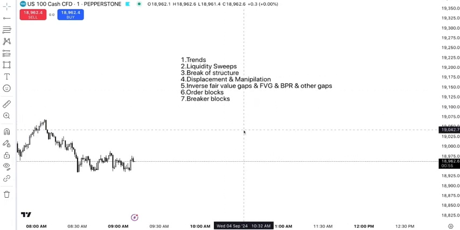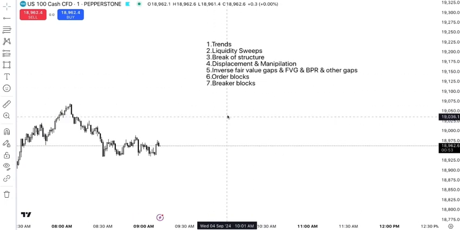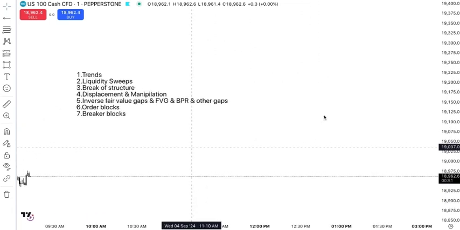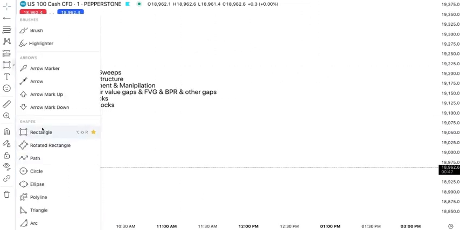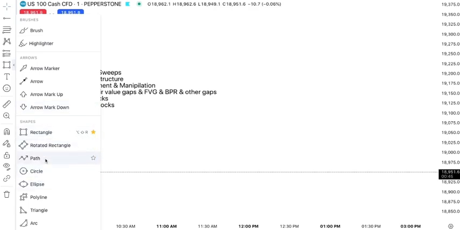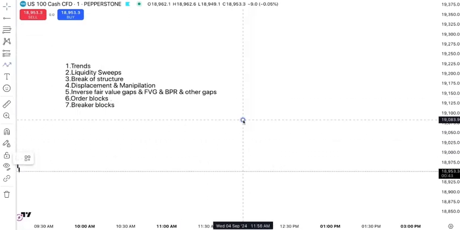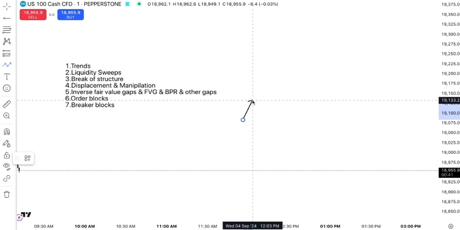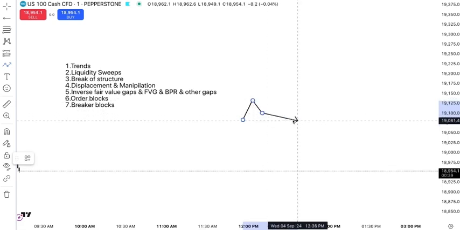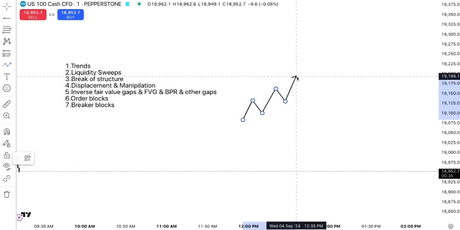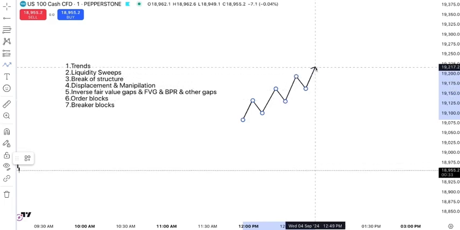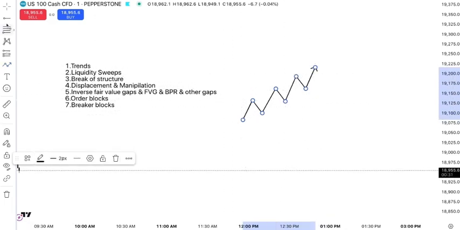Alright, so this is the stuff that we have so far on this channel, and we're gonna go over all of this. So first, we have trends. Basically, a trend is when you have a high, a low, a higher high, a higher low, higher high, higher low, higher high. Let's draw these out.